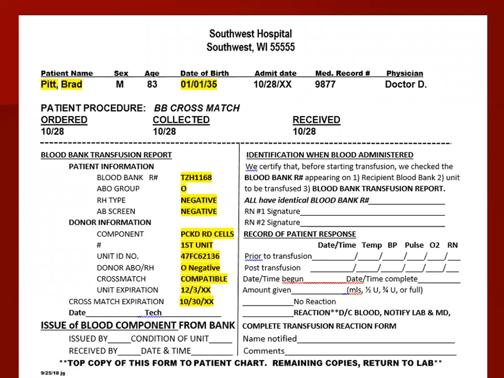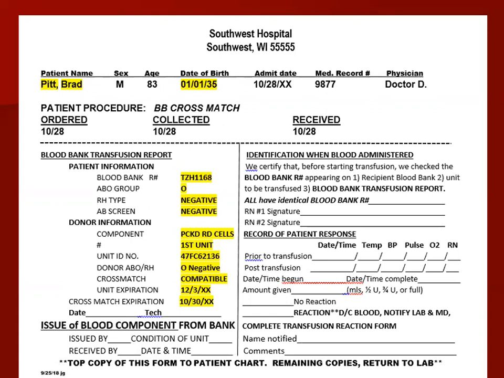We're looking at the component. Is it packed red blood cells? What unit number is it? What's the unit ID number? That's specific to which donor it's coming from. So we're going to double check that and read that off. We're going to look at the donor ABO Rh, which was O negative. So is it compatible with what we're giving? We're looking at the cross-match compatibility, the unit expiration date, and then the cross-match expiration date.